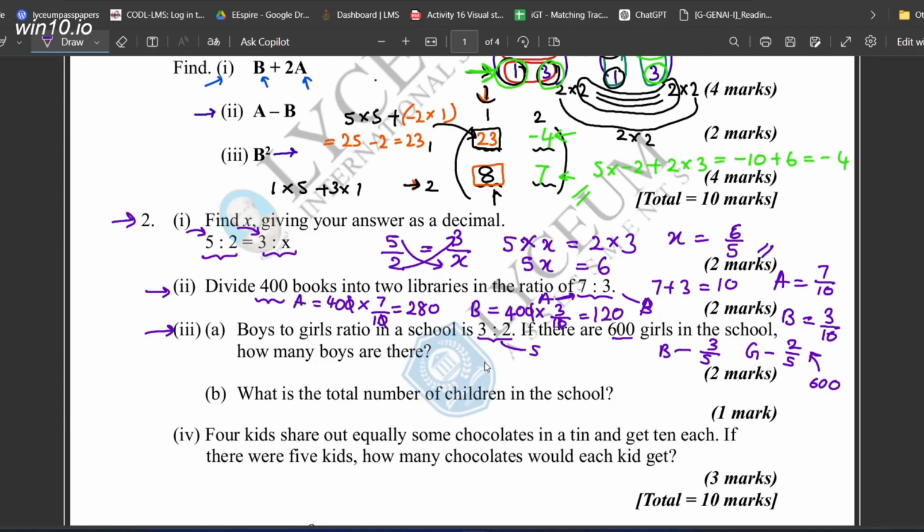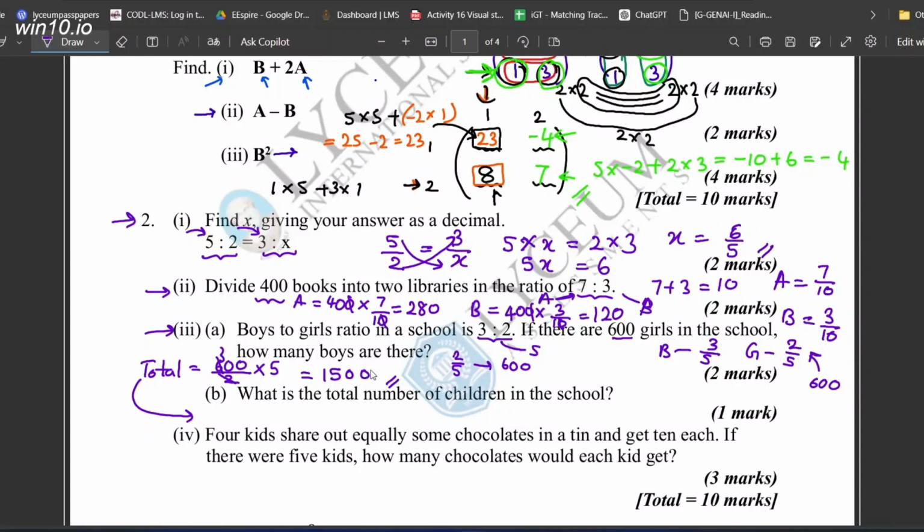So that means 2 out of 5 is equal to 600. So if we want to find the total, how can we find that? So 600 is 2, no? So then we can get 600 over 2 times 5 is equal to the total. So that means 300 times 5, 1500 children are there. That's for the B part.